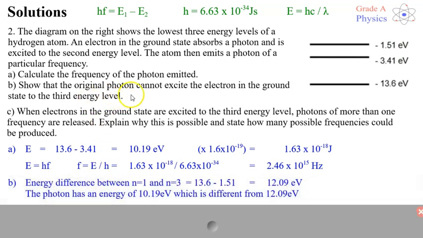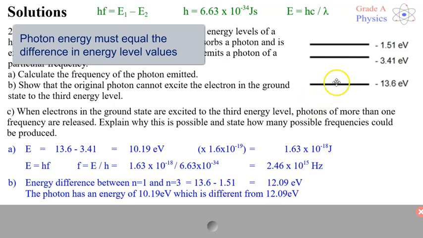Part B, show that the original photon cannot excite the electron in the ground state to the 3rd energy level. Right, so this is the idea of particular transitions corresponding to particular energies of photons. So if we work out the energy difference between 1 and 3, so 13.6 take away 1.51, 12.09. If we compare that to the previous value, which is 10.19, then it's obviously a different value. So all we need to say is the energy difference is a different value, therefore the first photon will not correspond to this transition between 1 and 3.